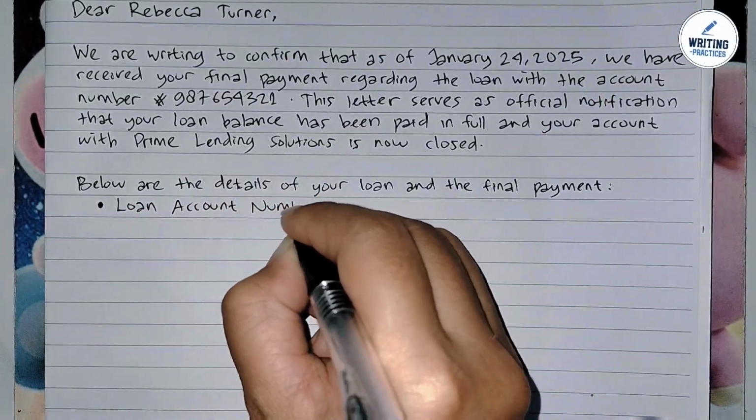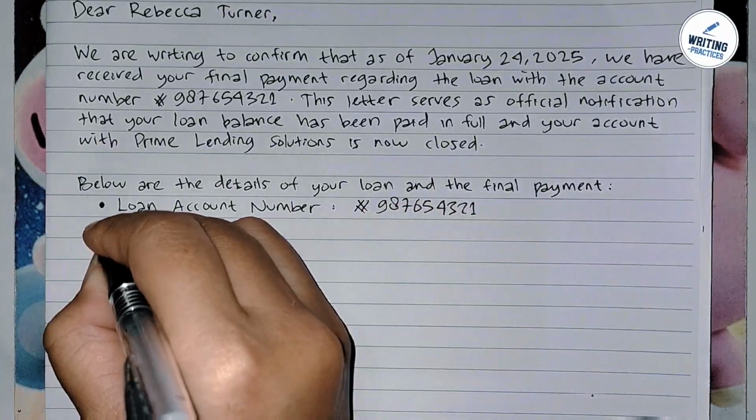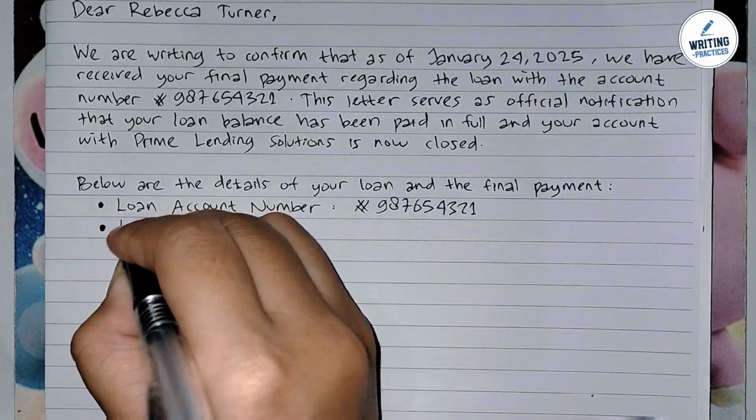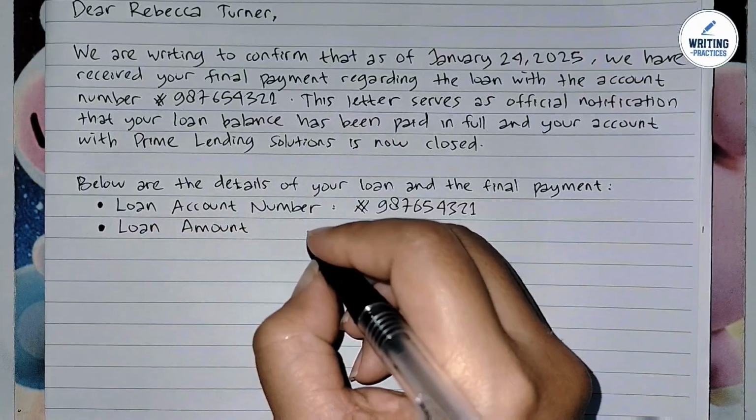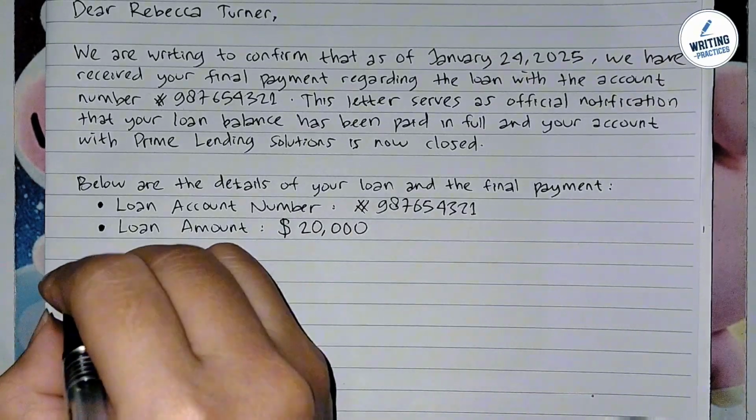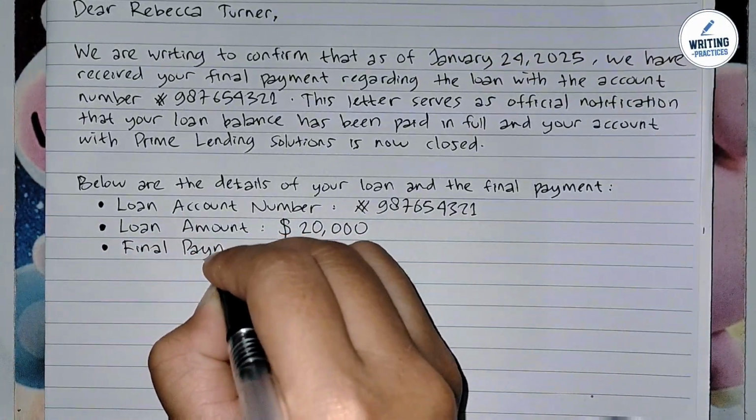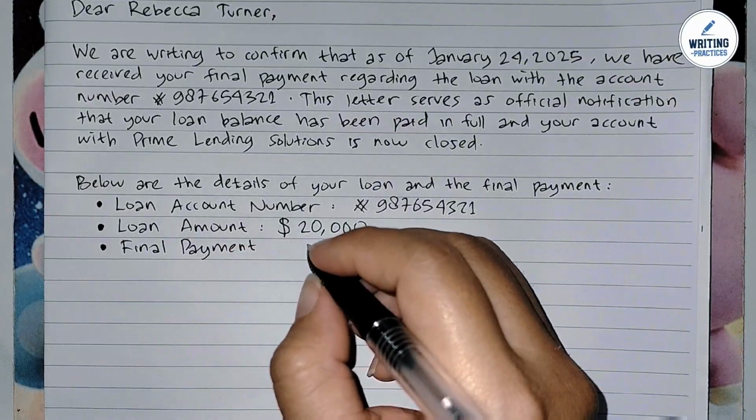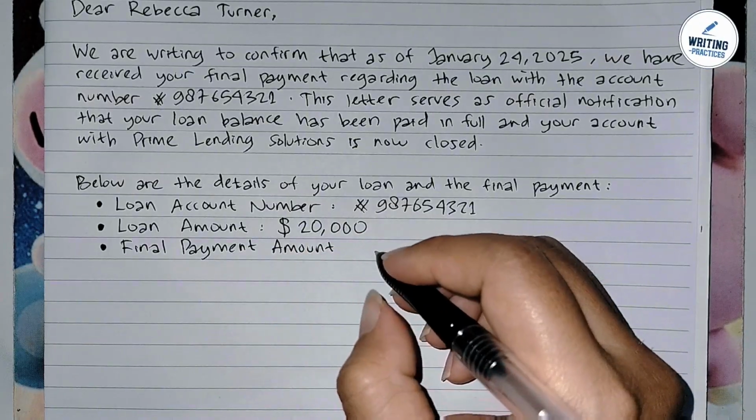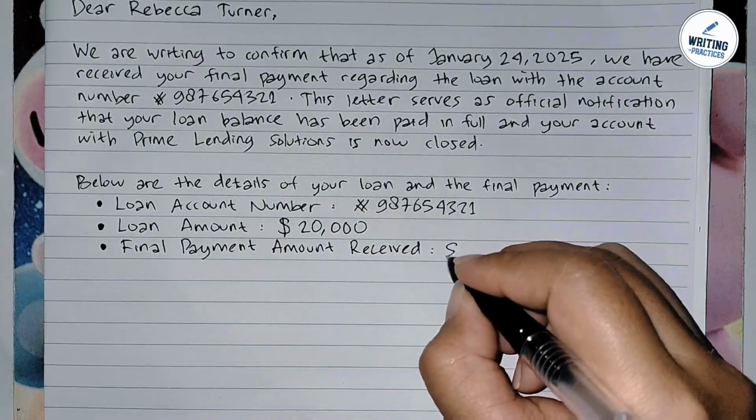For example, loan account number, 987654321. The second point is loan amount. It is the total amount that was borrowed. For example, loan amount, $20,000. The third point is final payment amount received. It is the amount of the final payment that was made to close the loan. For example, final payment amount received, $500.